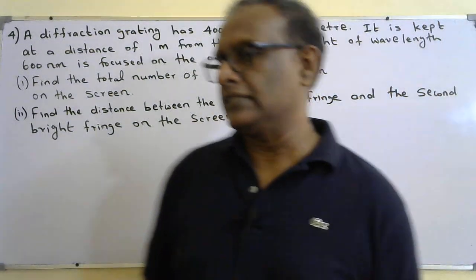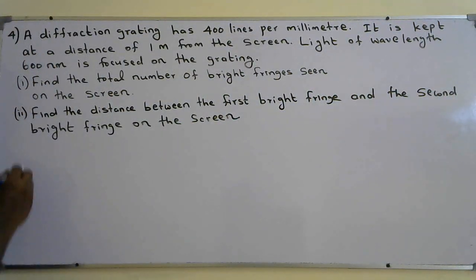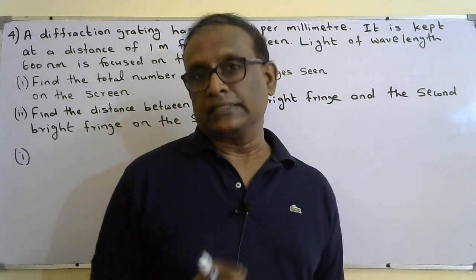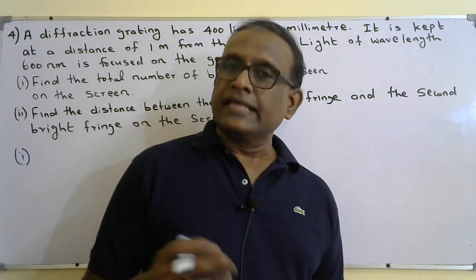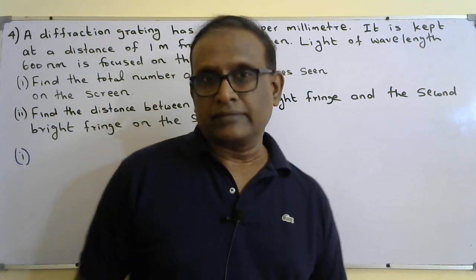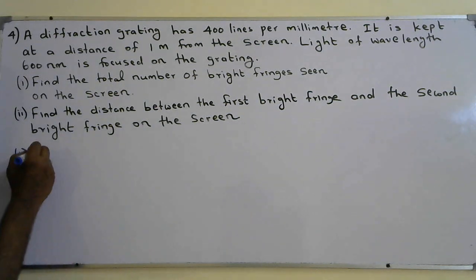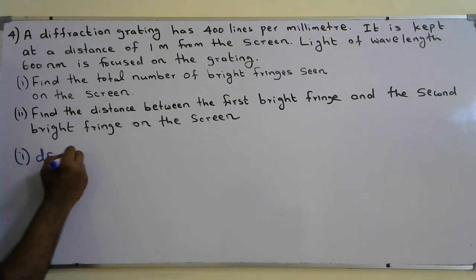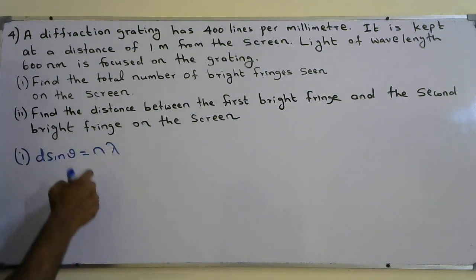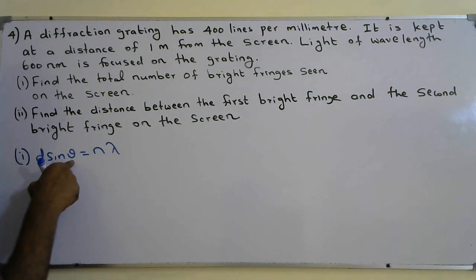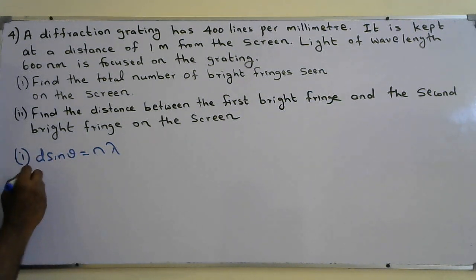So same thing like what I did just now, first part. I need to find the maximum order, how many orders will be seen, then multiply by 2 plus 1, is it? The plus 1 is due to the 0th order. So d sin theta equals n lambda. The maximum number of orders occurs when theta becomes 90 degrees. Theoretically, we take it that way.